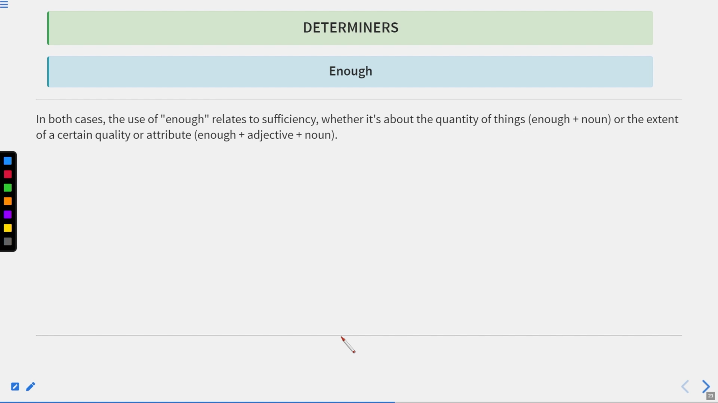Actually, the word enough can be used before countable as well as uncountable nouns. It can behave like an adjective and an adverb. But the most important function, or the basic criterion, of the word enough is that it relates to sufficiency. It means whatever we are talking about, that amount is sufficient or adequate, whether it is about the quantity of things, enough plus noun, or the extent of a certain quality or attribute, that is enough plus adjective plus noun.